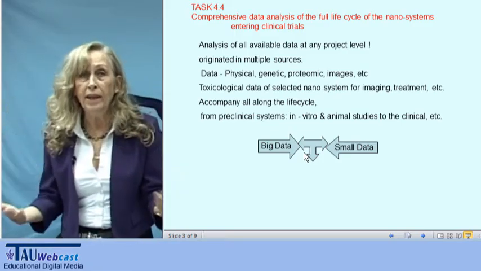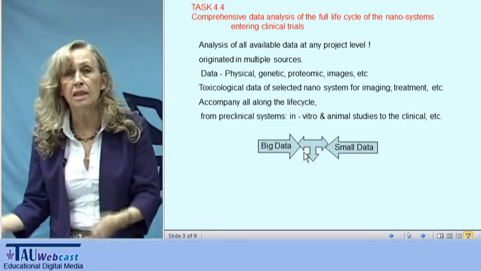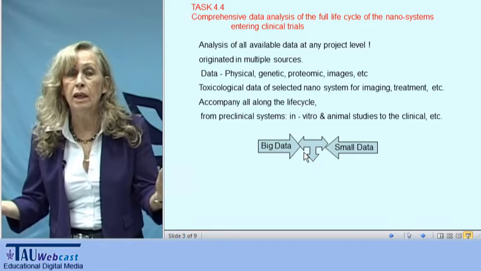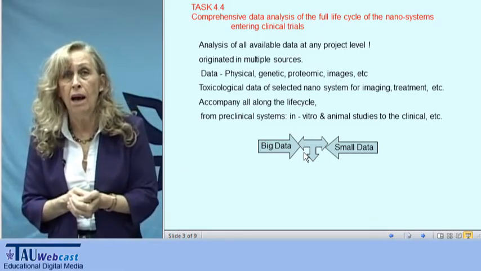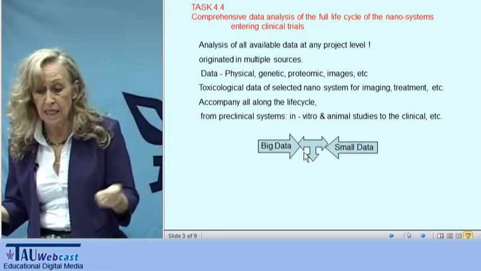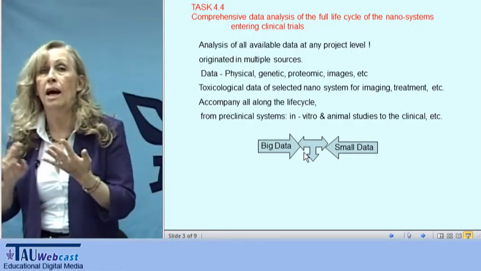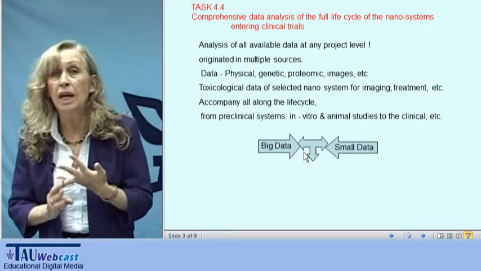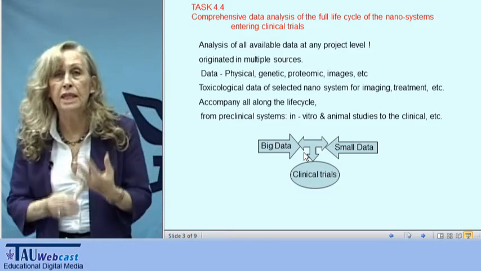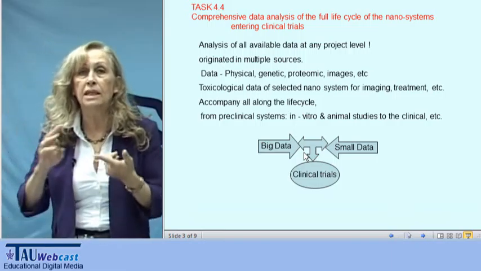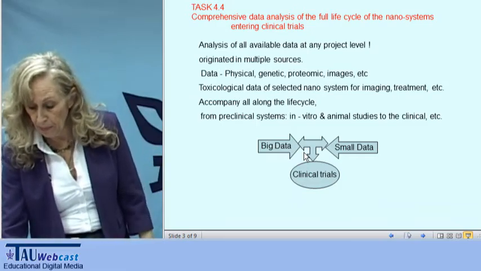But actually what we want to do, and I know that each and every one of you has his own statistician and his own tool, is utilize whatever we can for this best whole life analysis. And actually, we are speaking on all levels, from the experimental level to the clinical trials. And we want to join all the physical, the genetics, the proteomics, the imaging, any set of data that you have, and to provide the best results.